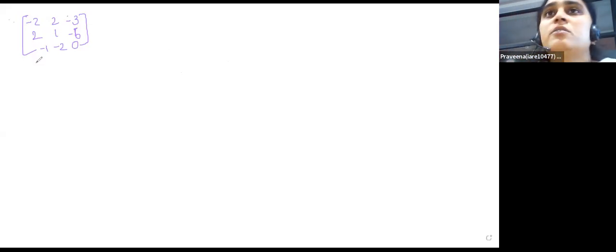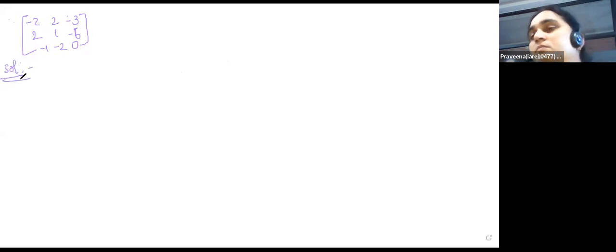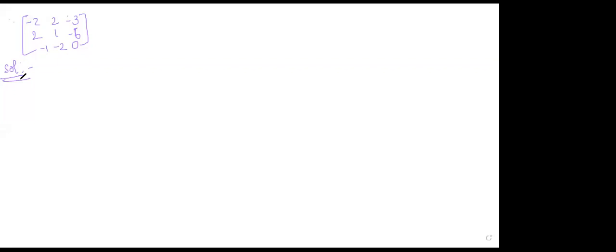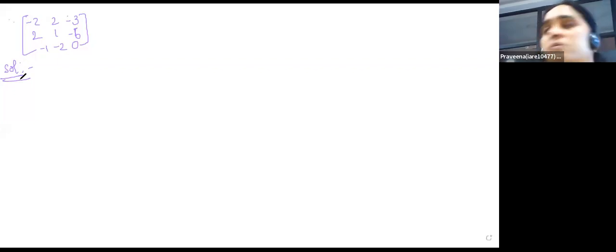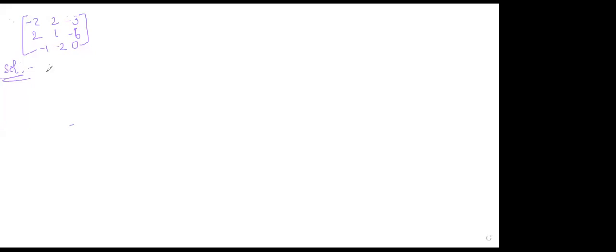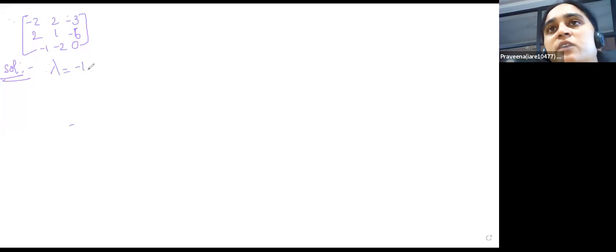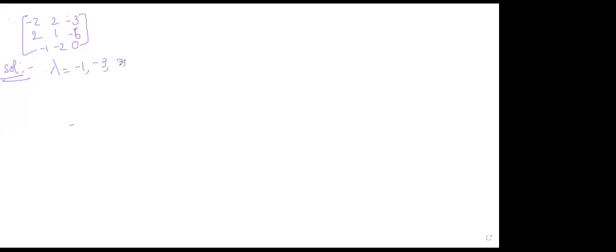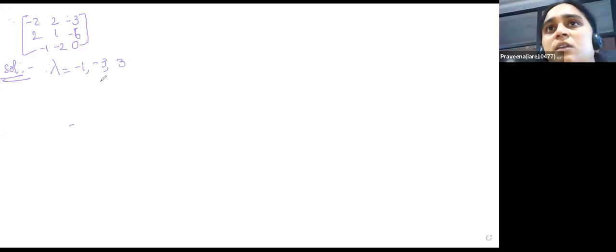Okay, continue for this. What are the eigenvalues for this? Tell me. -1, -3. Once again, your voice is not clear, ma. What are the eigenvalues? -1, -3, 3, ma'am. Once again, please repeat. -1, -3, 3. Okay. These are the eigenvalues for the given matrix.